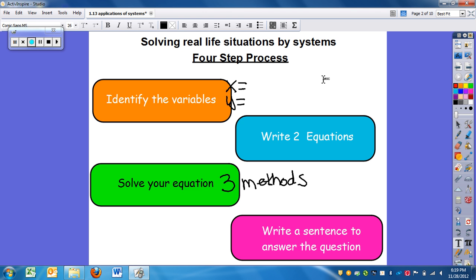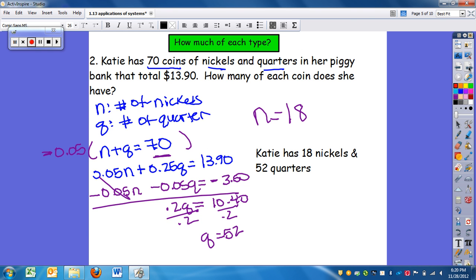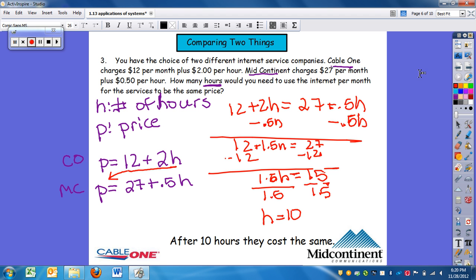So, kind of a review: remember there are 4 steps: identifying the variables, write 2 equations, solve the equations, and write a sentence to answer the question. Remember there are 3 types of problems. We did 1 comparing 2 things, and then we're going to do the mixing liquids at the end. So here are your 2 types. Remember, we're comparing 2 things where we do 1 equation for one company and 1 for the other.